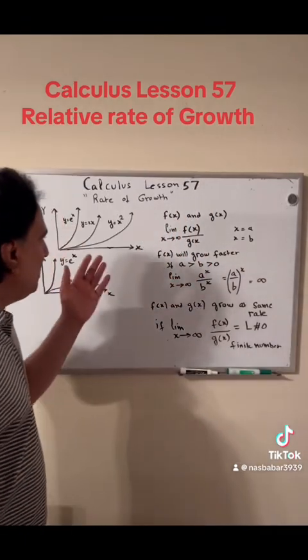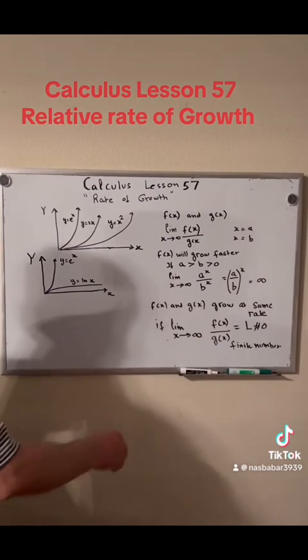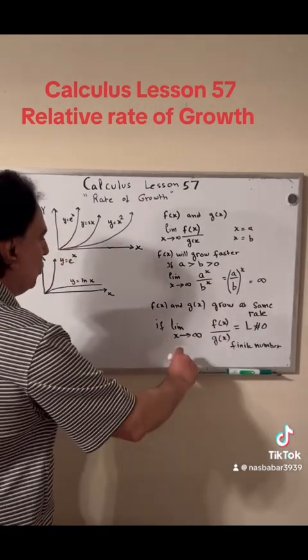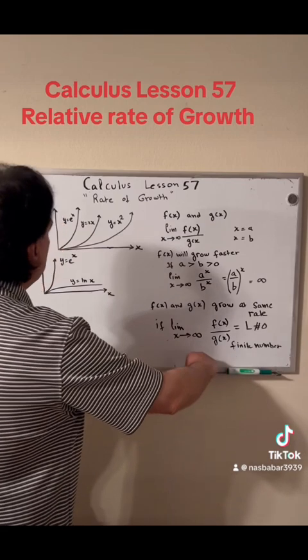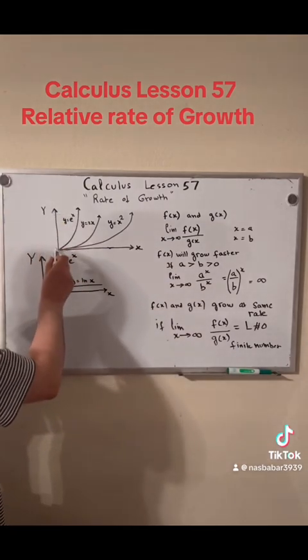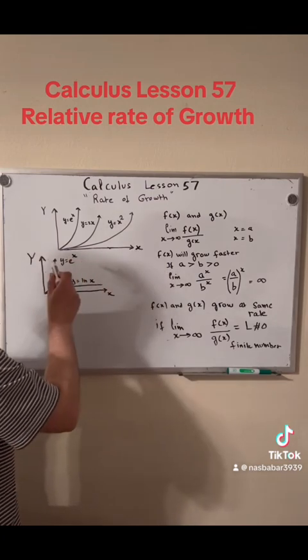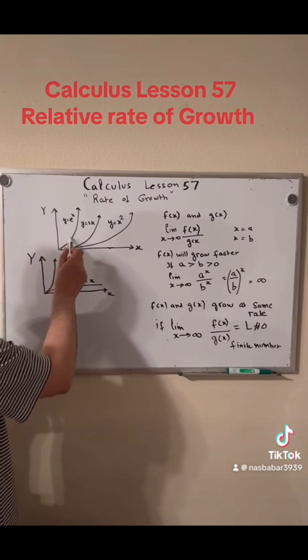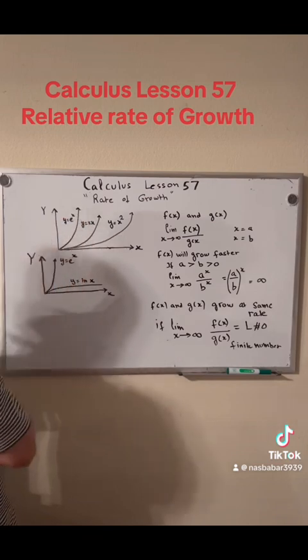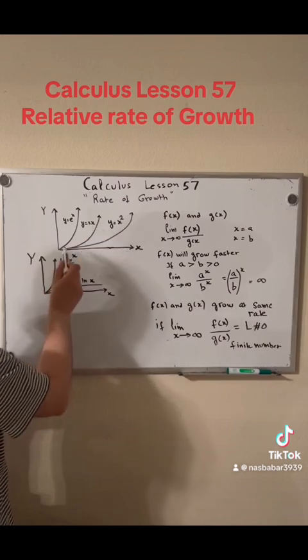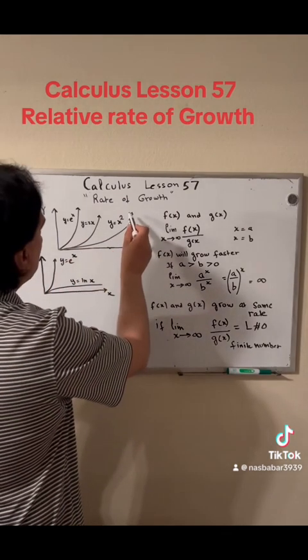I took the liberty of writing this already on the board in the interest of saving time. If you look at this graph, this is the y-axis, this is the x-axis. I drew three graphs. The first one is y is equal to e to the x. The second one is y is equal to 2x. And the third one is y is equal to x squared.